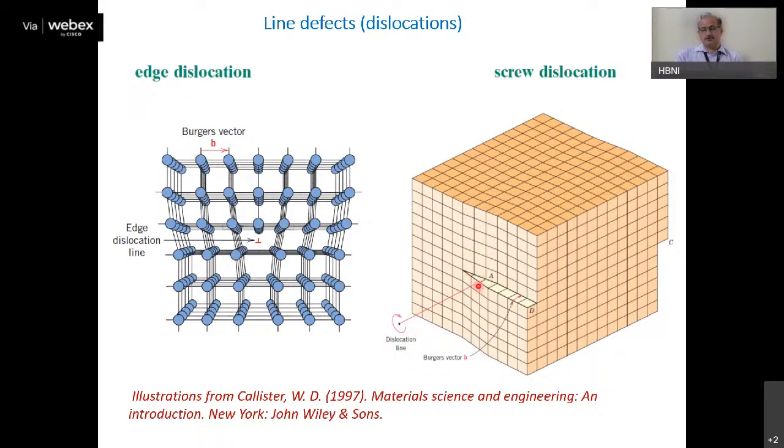In this case, in order to complete a loop, you have to go around some direction in order to make a loop. And here you have to have an additional Burgers vector in this direction. In case of edge dislocation, your Burgers vector is basically perpendicular to your dislocation line. In case of screw dislocation, your Burgers vector is in the same direction as the dislocation line.